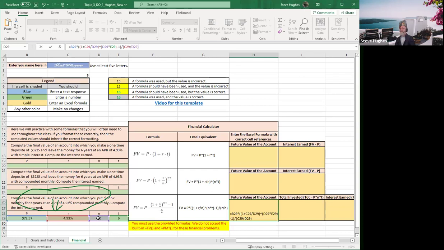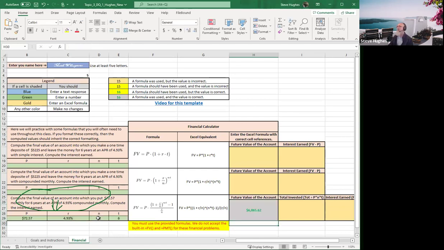Okay, now hit enter and you can see my cell is now populated correctly. What does that tell me? That tells me if I make payments of $72.57 a month, every month for 6 years at a rate of 4.93% interest, I will at that point in time have $6,065.62 in my account. All right, now the question is, how much did I invest?